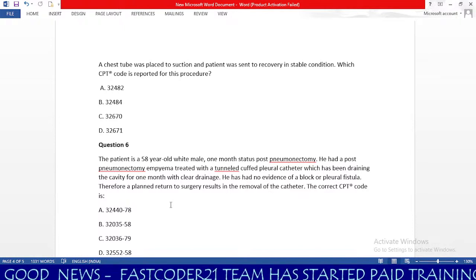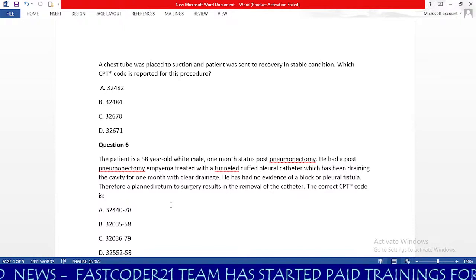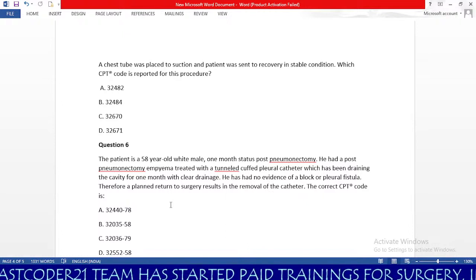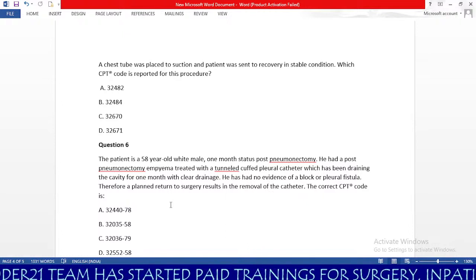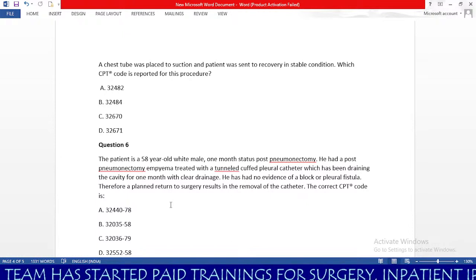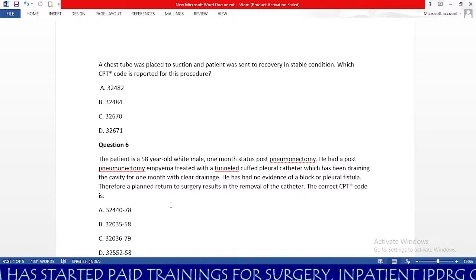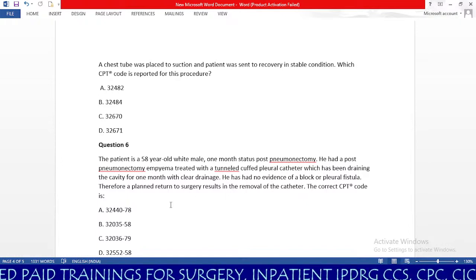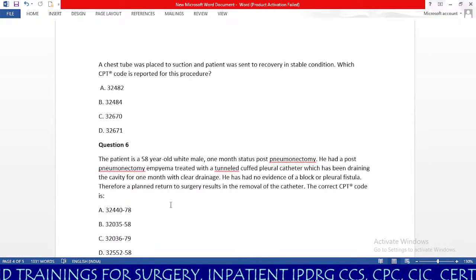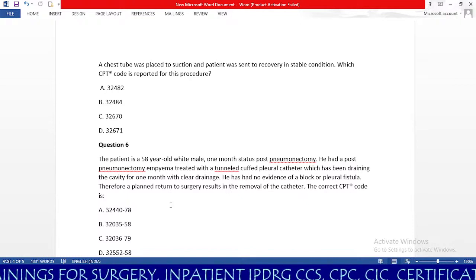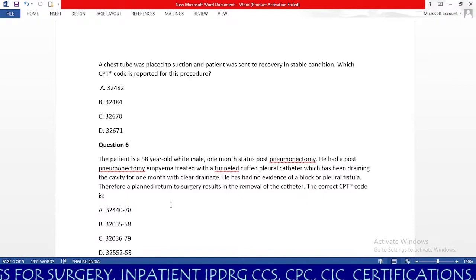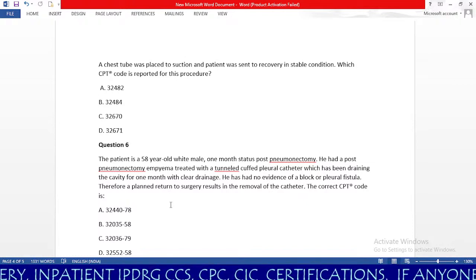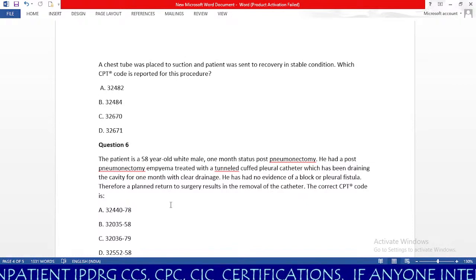So here we are not checking any CPT codes. Using the modifiers, we will find this answer. The patient is a 58-year-old male, 1 month status post pneumonectomy, so the lung was removed. He had a post-pneumonectomy empyema treated with a tunneled cuff pleural catheter which has been draining the cavity for 1 month with clear drainage. So there is no problem basically. He has had no evidence of block or pleural fistula. Therefore, a planned return to surgery results in the removal of the catheter.